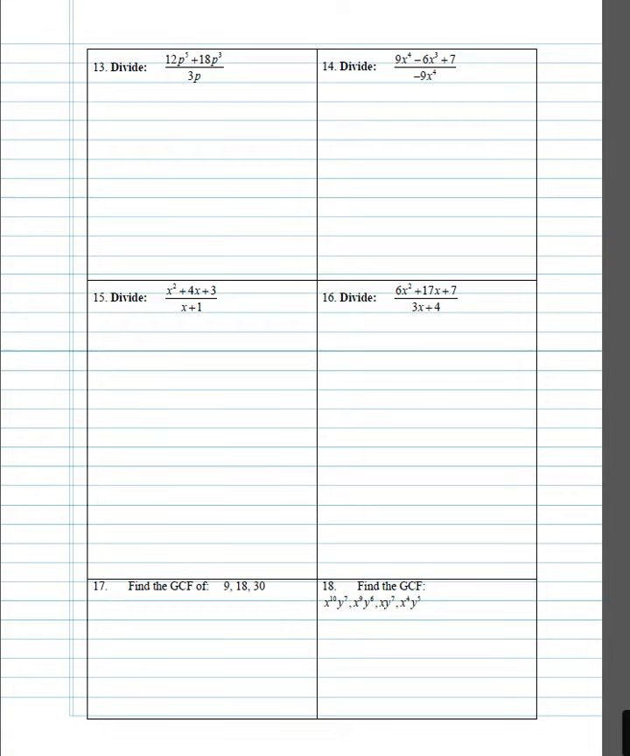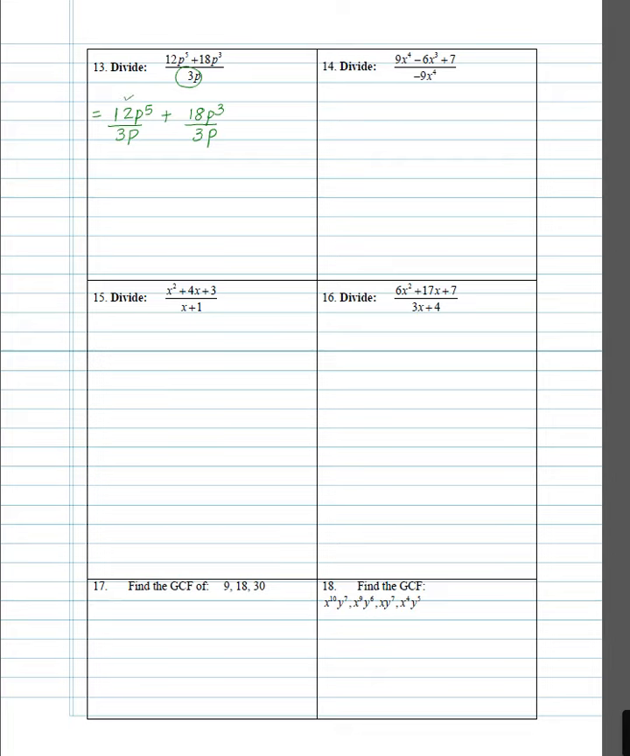Problem 13. Divide. When they're asking you to divide, you're going to go ahead and look how many terms you have in the denominator. I have just one term, so I'm going to rewrite it as 12p to the 5 over 3p plus 18p cubed over 3p. Now, I'm going to go ahead and work with each of them separately.